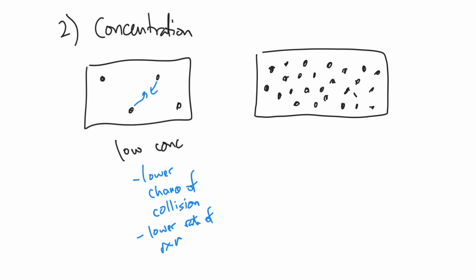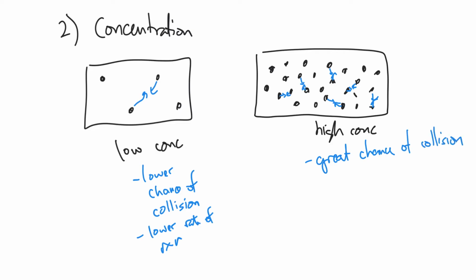And if there's a lot more in there, that just means that there's a lot more opportunity then for them to bump into each other. So if they're moving in the same direction, and they have at least an energy greater than or equal to the, do you remember? Yep, the activation energy, then they can bump into each other and they can react. And so this is a high concentration cross-section, and so it just means that they've got a greater chance of collision, which gives rise to a greater rate of reaction.